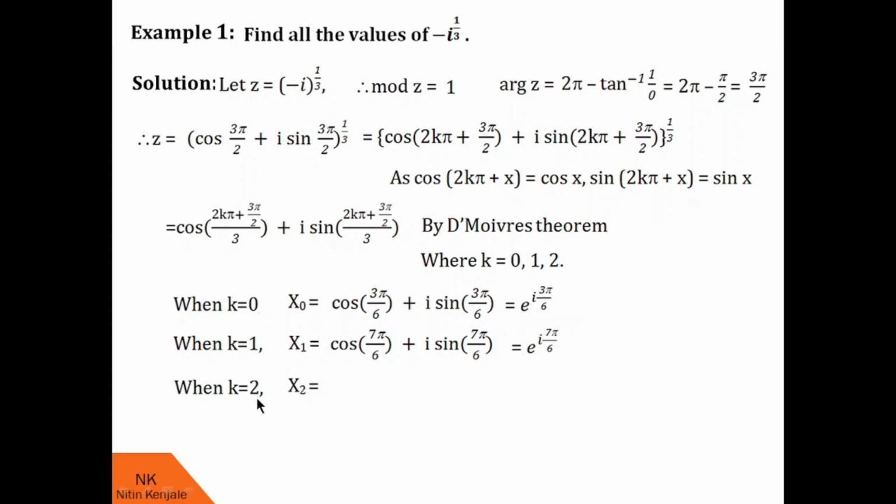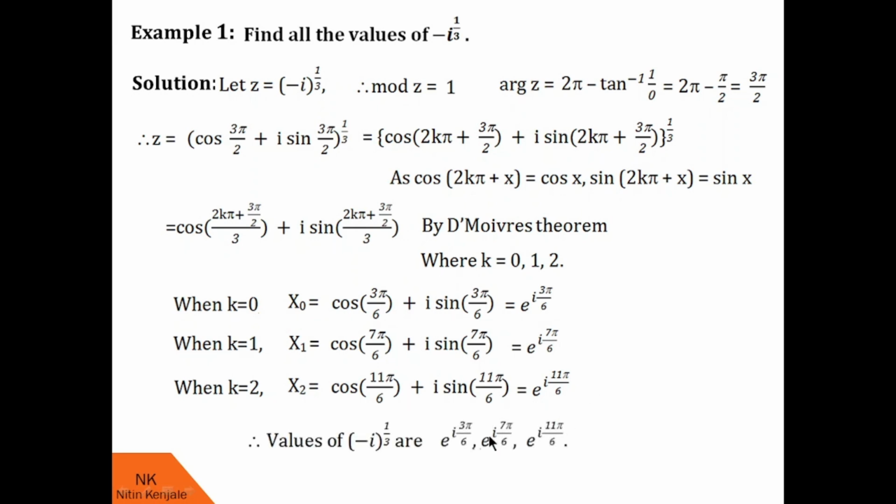And finally, we put k is equal to 2 over here. We get x2 is equal to cos of 11 pi by 6 plus i sin 11 pi by 6, which is the same as e raised to i 11 pi by 6. So here the values of (minus i) raised to 1 by 3 are e raised to i 3 pi by 6, e raised to i 7 pi by 6 and e raised to i 11 pi by 6. I hope you understood how we found this solution. Now let us proceed to example number 2.